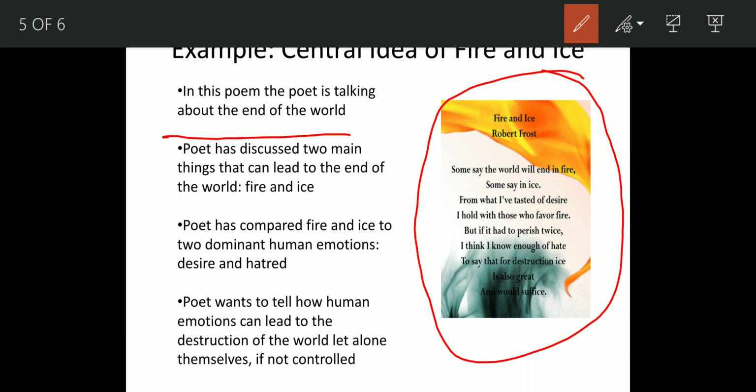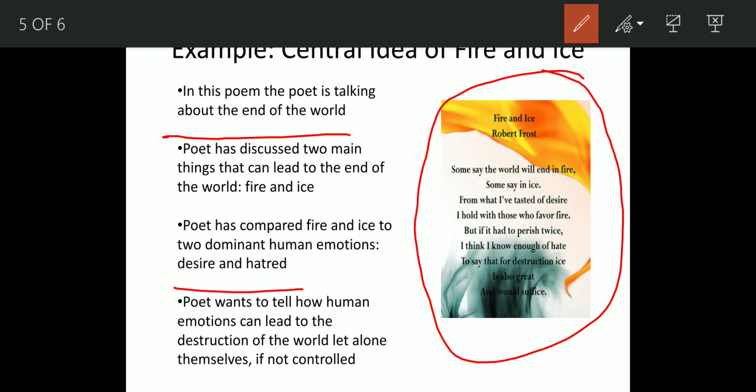Okay, something that the world is going to end in fire and something the world is going to end in ice. Okay, the poet has compared fire and ice to two dominant human emotions, desire and hatred. Now he has drawn a parallel between these two things that can lead to the end of the world, fire and ice, and human emotions such as desire and hatred. How has he drawn the parallels? He has compared desire with fire and he has compared ice with hatred.